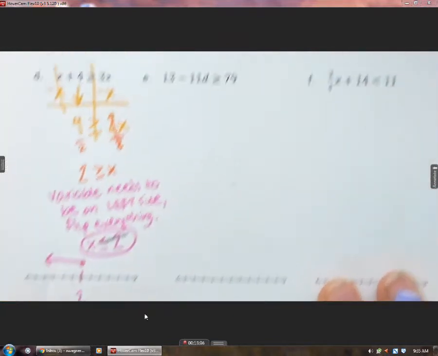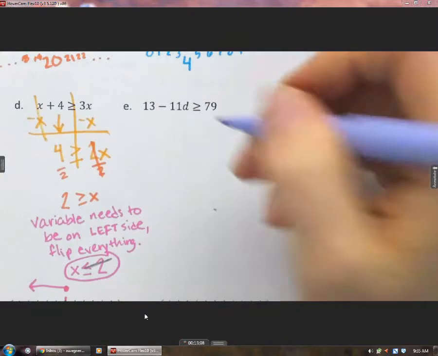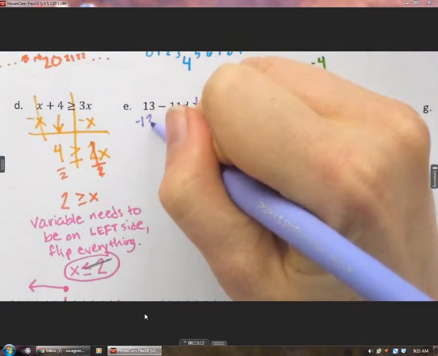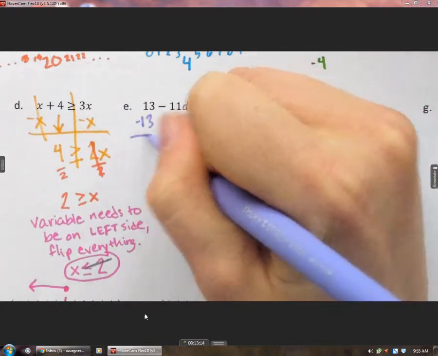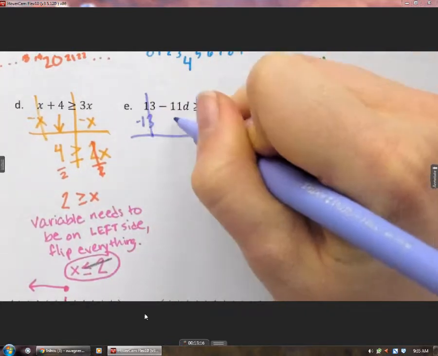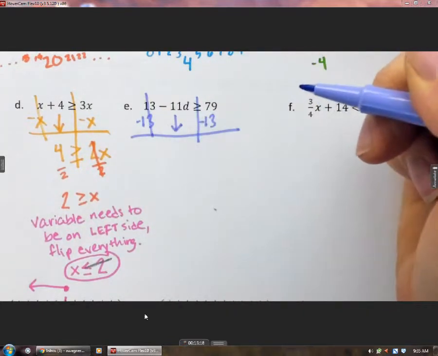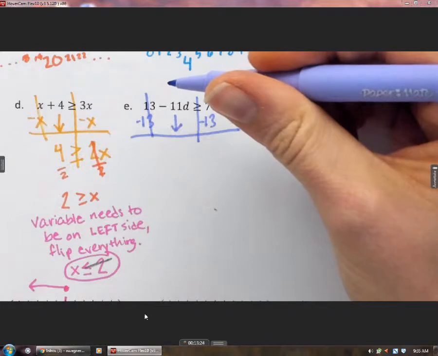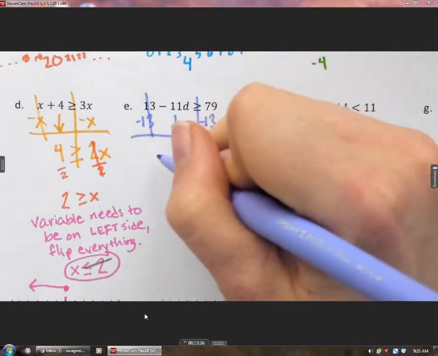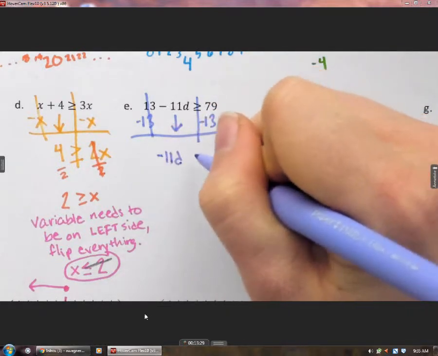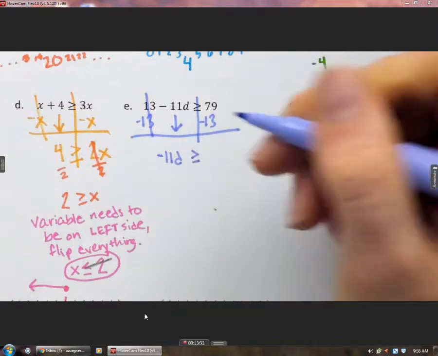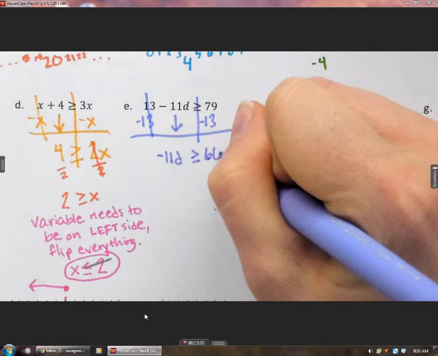Let's try another example. How do you get d by itself? Minus 13. That's what I would have done first too. When I bring this down, what should I not forget? Negative. Negative 11d is greater than or equal to 79 minus 13. Thank you.